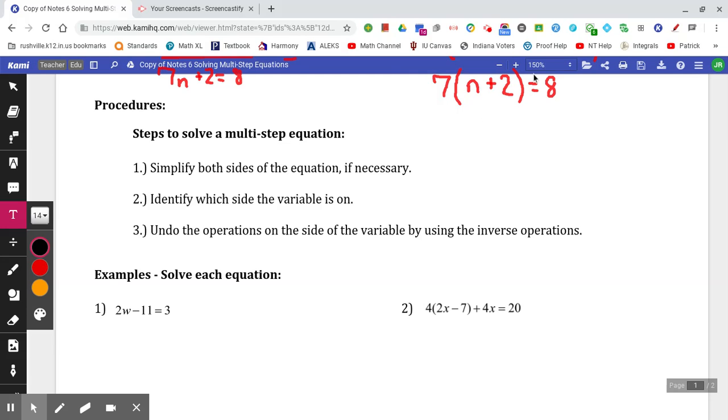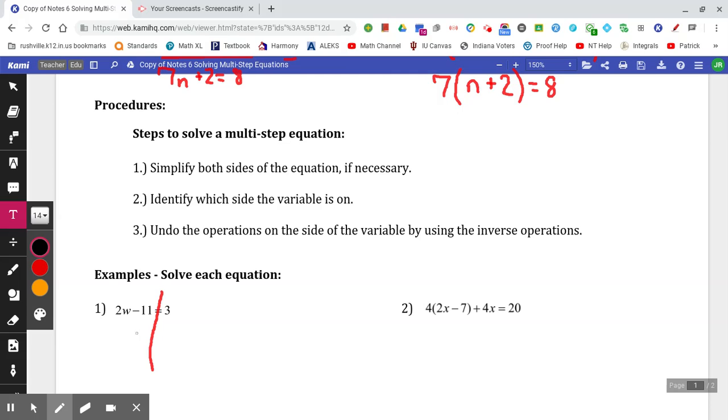So first, I would suggest that you draw a line down the equal sign to separate the left-hand side from the right-hand side. And then simplify your two sides as much as you can. So if you need to distribute or combine like terms, do so. You need to have both sides as simplified as much as possible. Then you're going to identify which side the variable is on. And then you're going to ask yourself, what am I doing to that variable?